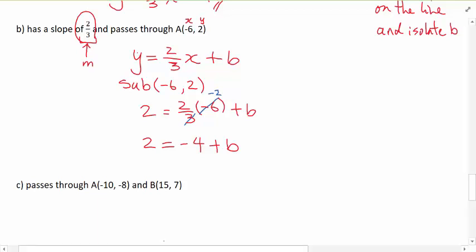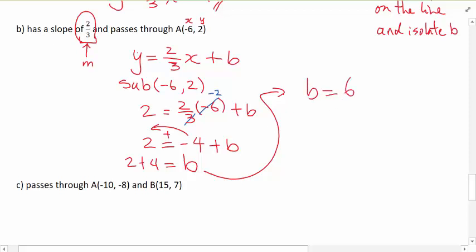Push the negative 4 over to the other side and it becomes a positive. So you get 2 plus 4 is equal to B. So B is equal to 6. No, look here. 2 plus 4 is what? 6, right? 6 is equal to B. So B must equal 6.